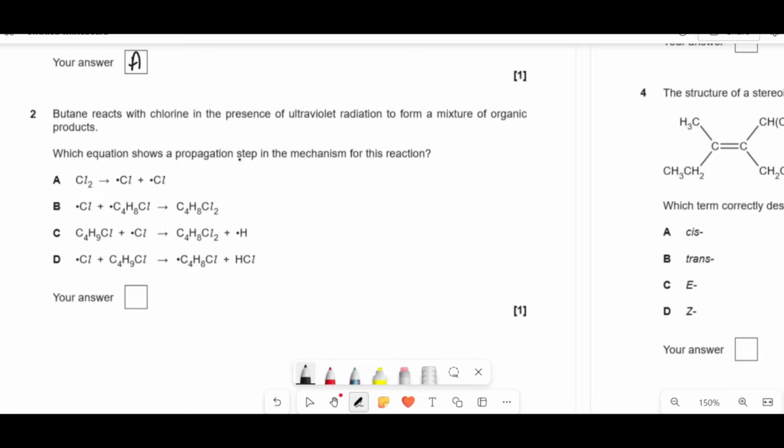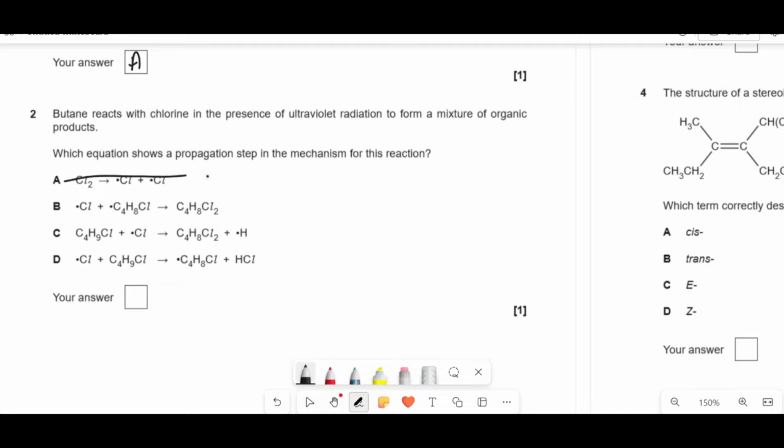So butane reacts with chlorine in the presence of UV radiation to form a mixture of organic products. Which equation shows a propagation step? So propagation is where you get a radical reacting with a non-radical to make another radical and a non-radical. So basically the entire idea is that because you're making a radical at the end of that first reaction, it's going to then attack another thing, and you get this chain reaction going.